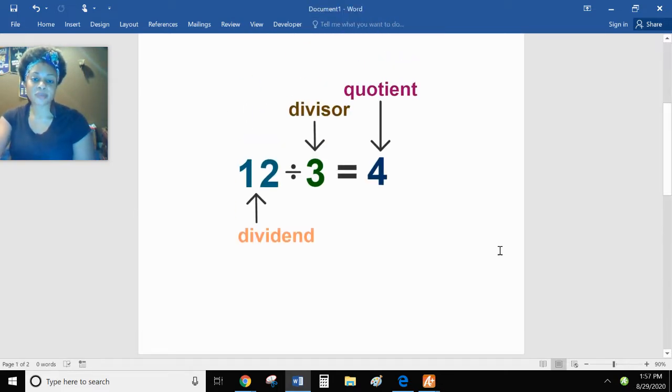Here's another representation of this division problem, or a division problem with the obelus. The number in front is the dividend. That's the number being broken up or divided. The second number is our divisor. It tells us how we're going to break up this number, the dividend, and the answer is the quotient.